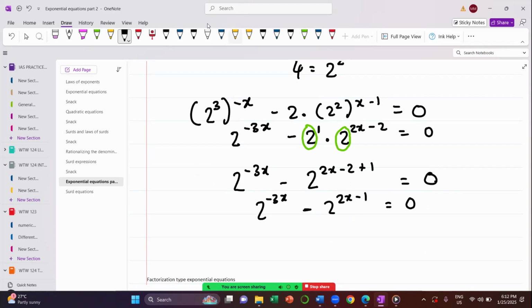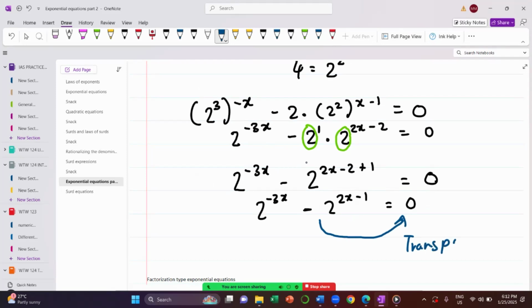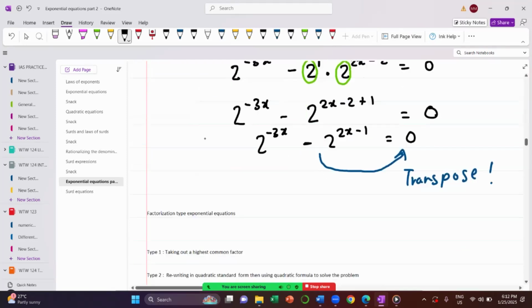So here I have a minus sign, right? So why don't I what? I transpose this value to the right hand side, right? So here, if in case I transpose, that's why I'm gonna have what? 2 to the exponent of negative 3x all equal to what? This negative sign is gonna become what? Positive. It's gonna be 2 to the exponent of what? 2x minus 1. Remember, when I transpose, it does not change the signs of the exponents.